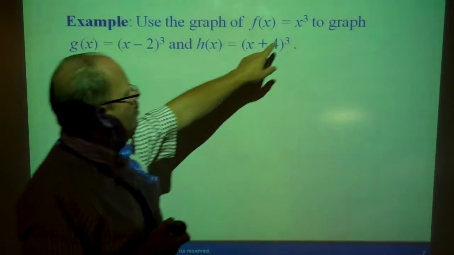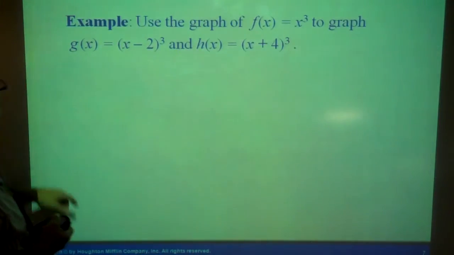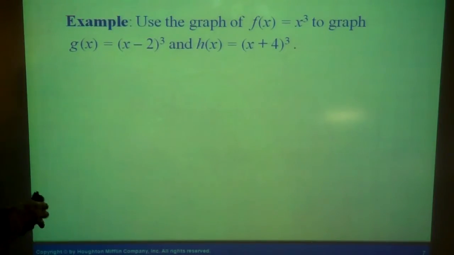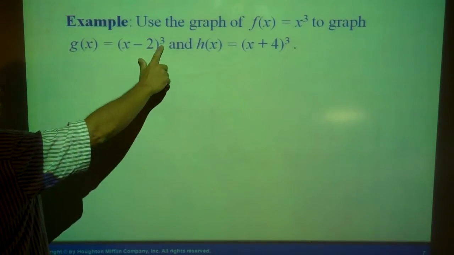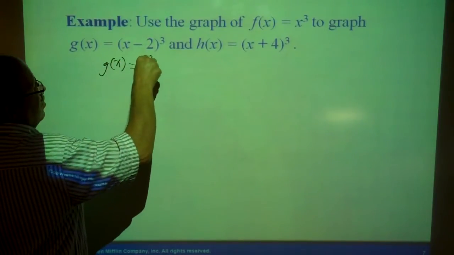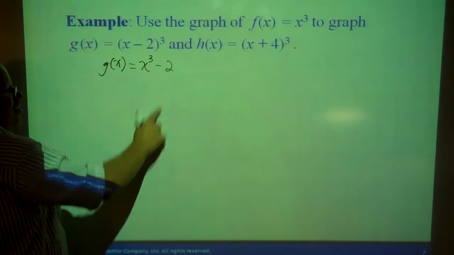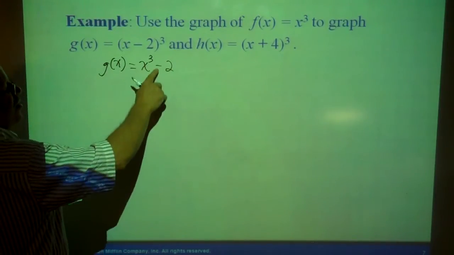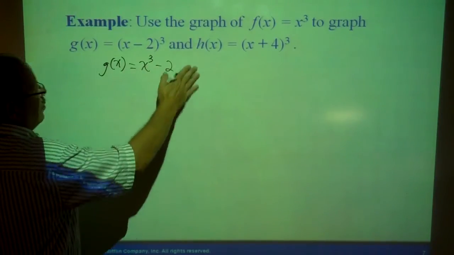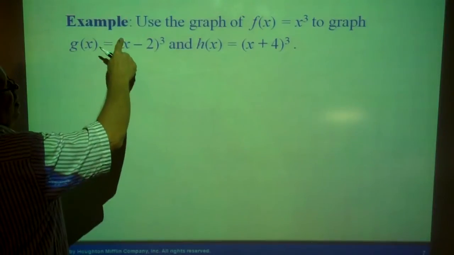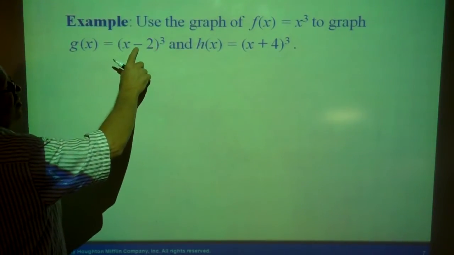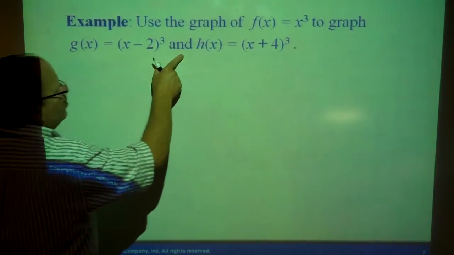x to the third. That's our common function. And now we're going to look at x minus 2, all to the third. You see how the minus 2 is inside that. It doesn't say g of x equals x to the third minus 2, because that is a move downward. It's not inside of this function operator. This would move it downward. But since it is inside of the cubing function, the function operator, this is going to move to the right 2 units.